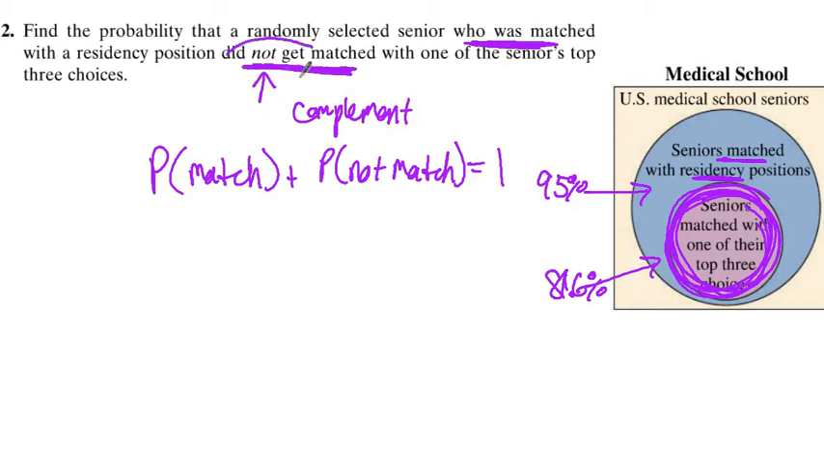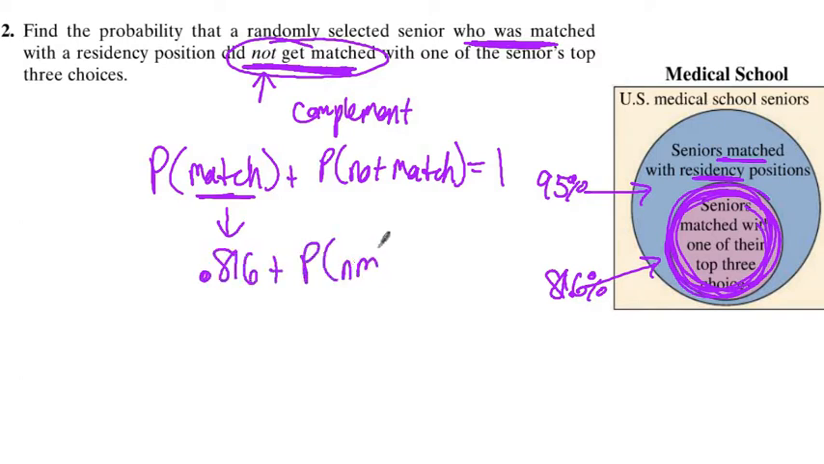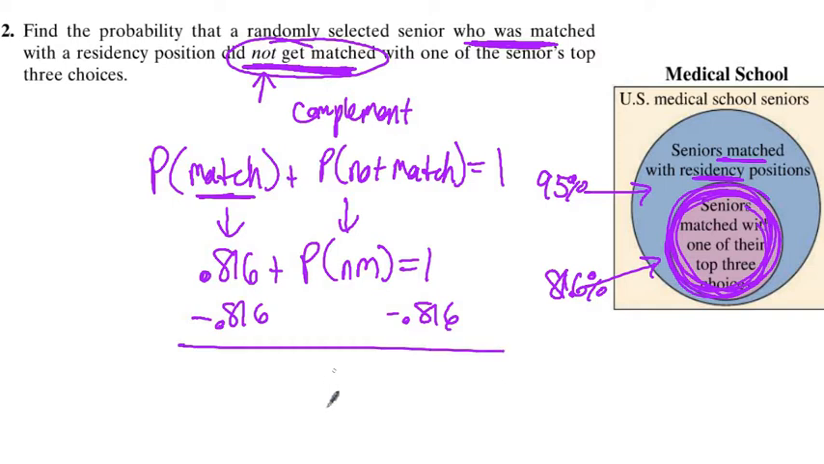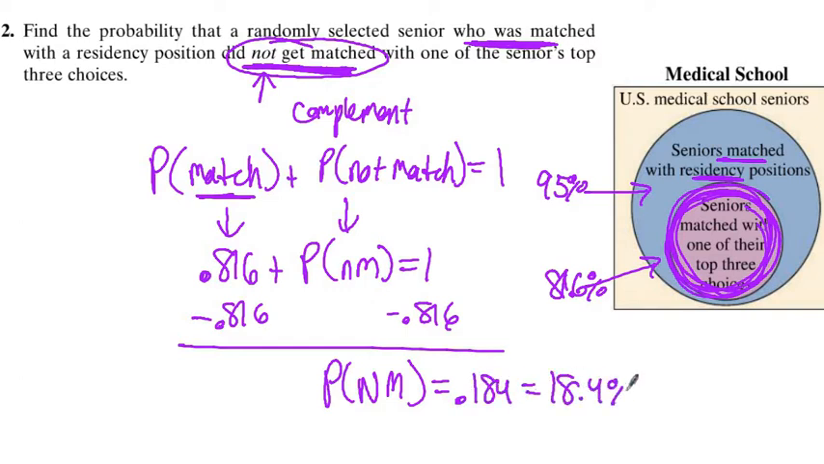We're interested in this event, not getting matched, but we know what the chance of getting matched is. The chance of getting matched was 0.186. So NM means not matched. In order to solve for this, we just have to subtract from 1. The probability of not getting matched is going to be 1 minus that, and it turns out to be 18.4%. So again, the key is if you see things like "not," ask yourself what's the complement. Would it be easier to solve this using the complement?